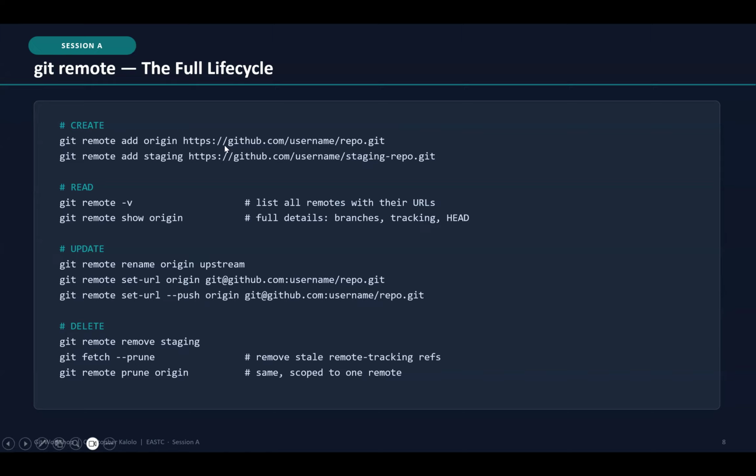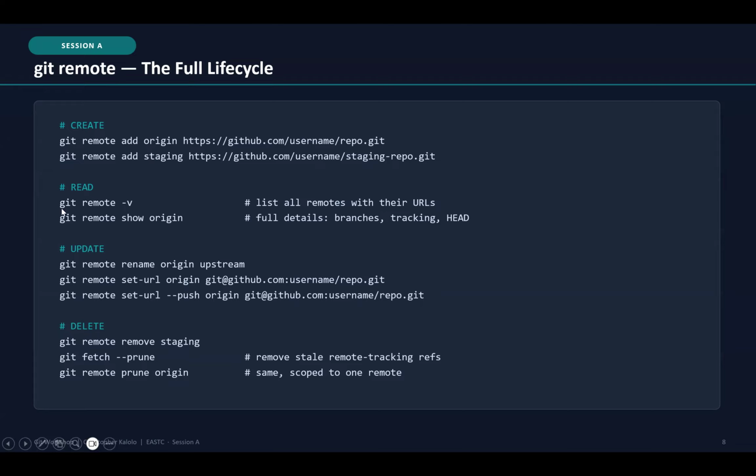So instead of doing that, if you have said git remote add, then origin, and then the URL, next time when you want to push or pull, you will just write origin instead of writing this whole thing here. Or write staging instead of writing this whole thing here. That is the reason, or the rationale, behind these two commands here.